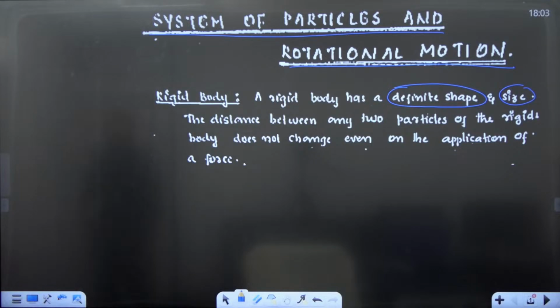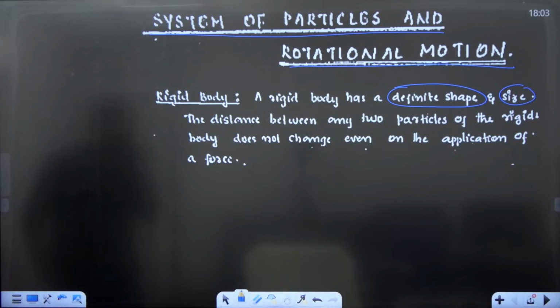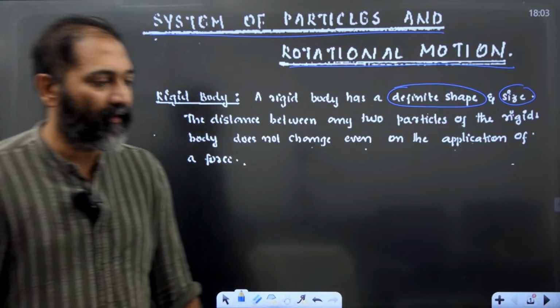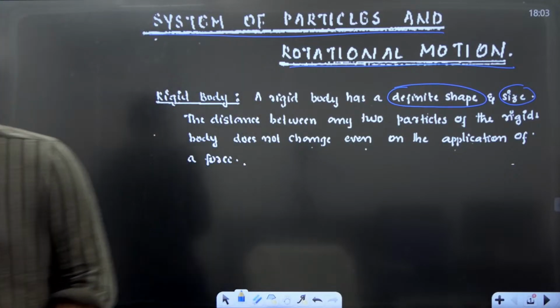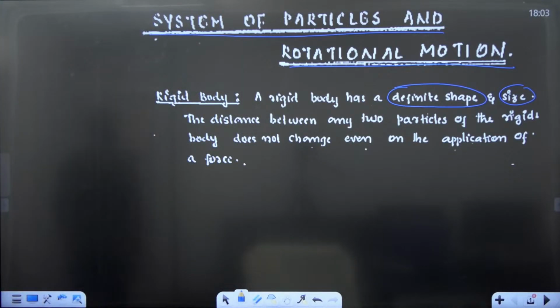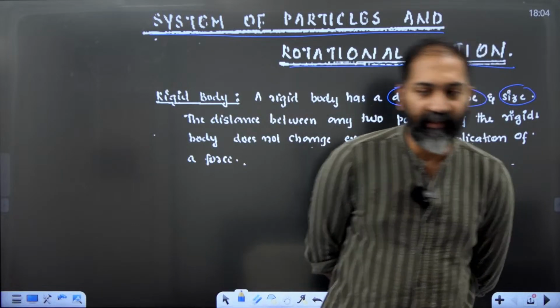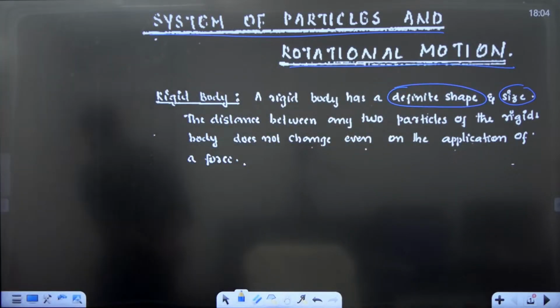Our topic is rigid body. Note down rigid body. Please text noted once you are done. So what are the 3 points? A rigid body has definite size, definite shape. The distance between particles of a rigid body does not change even after the application of a force.